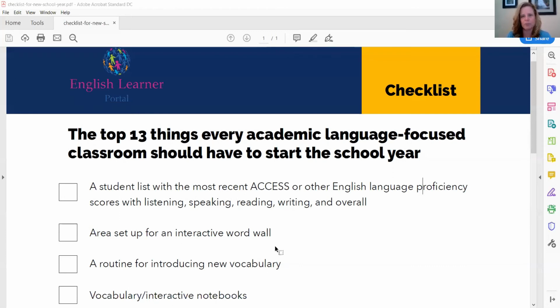Vocabulary or interactive notebooks. So as you're introducing these new words and you're putting them on the word wall, some kind of interactive notebook or vocabulary book for your students to be able to keep track of the words for themselves. Creating a personal dictionary will be a great resource to have in place, whether it be a composition book or a metal ring with cards that they're using as a personal dictionary. Whatever it is you come up with, some kind of reference would be perfect for them.